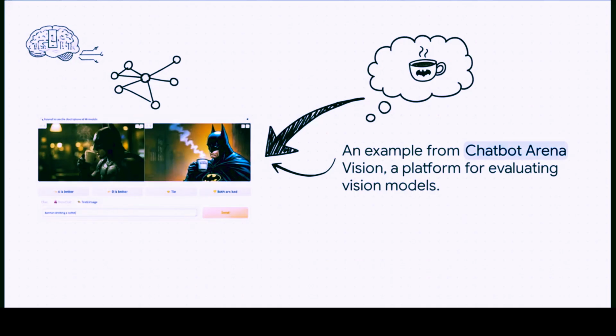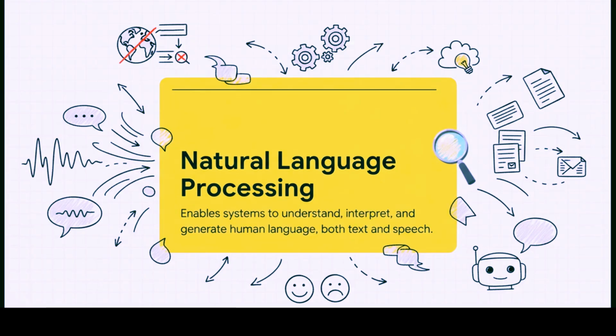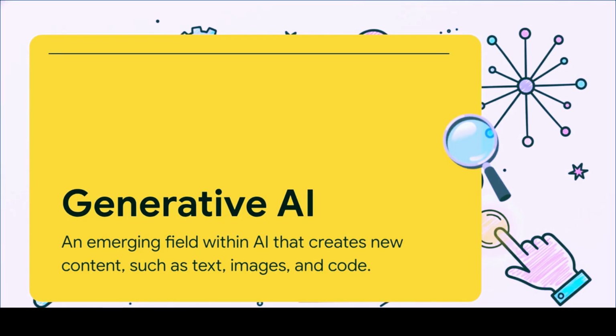This image shows an application of a computer vision model. A text prompt is provided as input, and the systems generate corresponding images. Platforms like this are used in research to evaluate and compare the output of different vision models. A second major domain is natural language processing, or NLP. This field is concerned with enabling computer systems to process, interpret, and generate human language in both textual and spoken forms. These domains contribute to the field of generative AI.